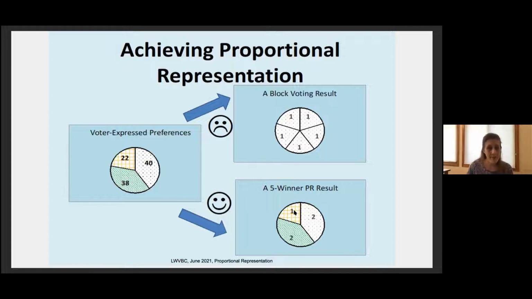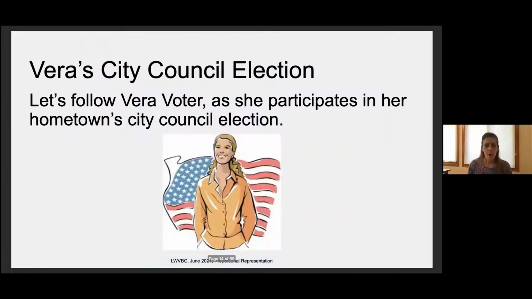But what often happens in practice is that even with a tiny plurality, 40% versus 38%, the group with the plurality often wins everything, and you get a non-proportional result. This illustration comes from what's called a block voting result, and we're going to talk a little more about that later. But that's the idea here, is that we would really like something that looks more like this bottom pie chart for an outcome. So for the remainder of this talk, we're going to follow Vera Voter as she participates in her hometown city council election.